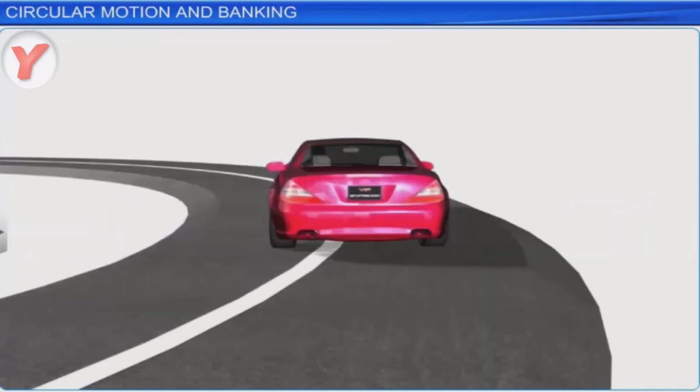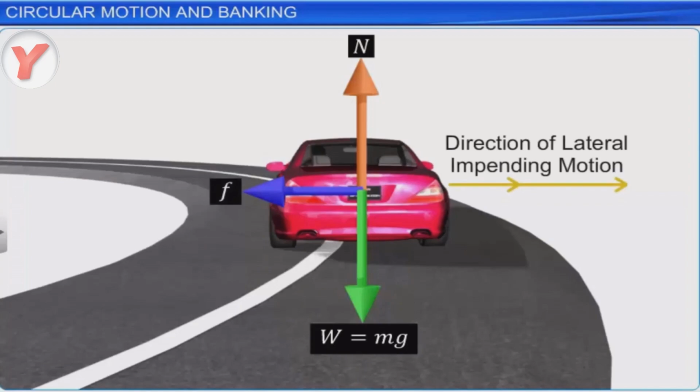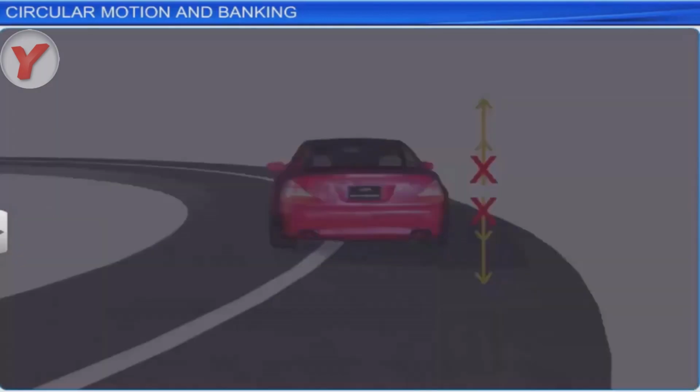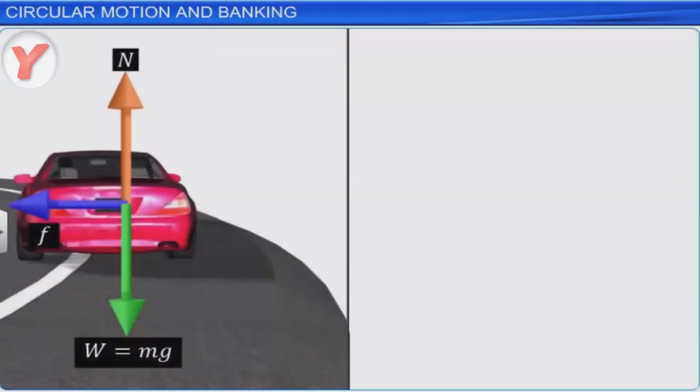There are three forces acting on the car, namely, weight of the car, mg, normal reaction, N, and frictional force, F. As there is no motion in the vertical direction, the net force in the vertical direction is 0. We can say that normal reaction is equal to the weight of the car, mg. Let us call this equation 1.